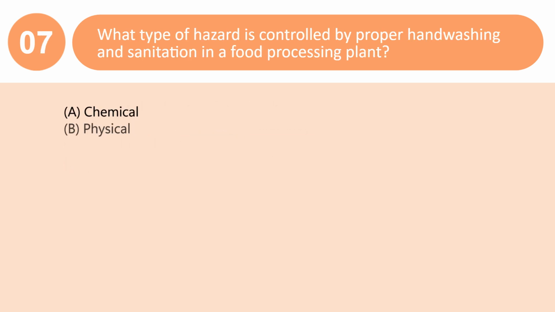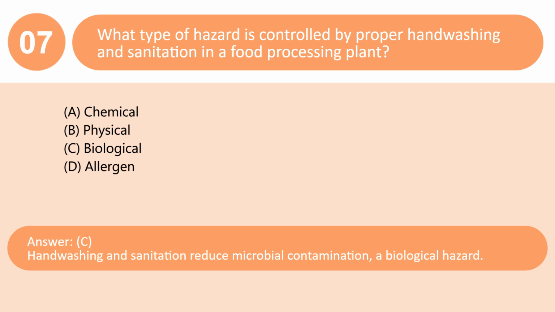What type of hazard is controlled by proper hand washing and sanitation in a food processing plant? A. Chemical. B. Physical. C. Biological. D. Allergen. Answer: C. Handwashing and sanitation reduce microbial contamination, a biological hazard.